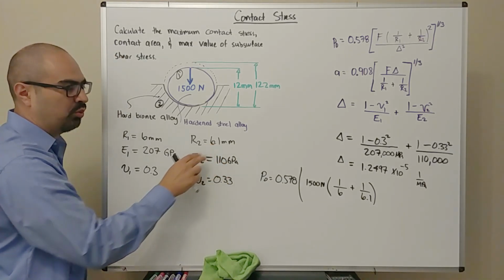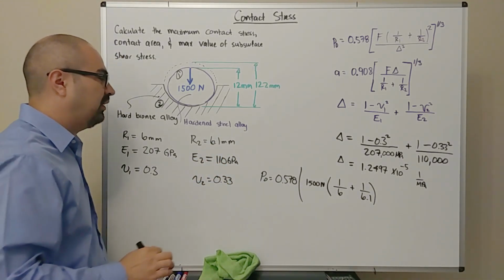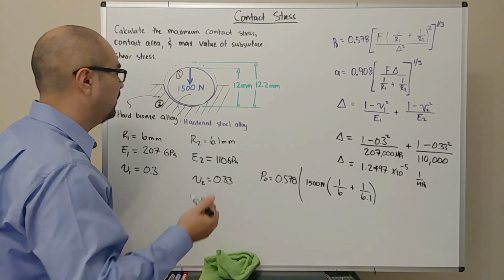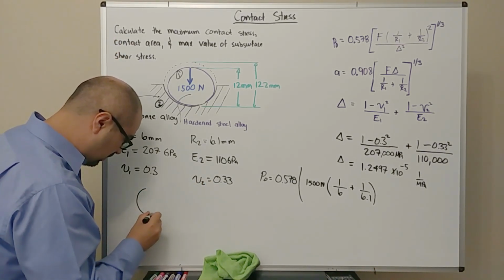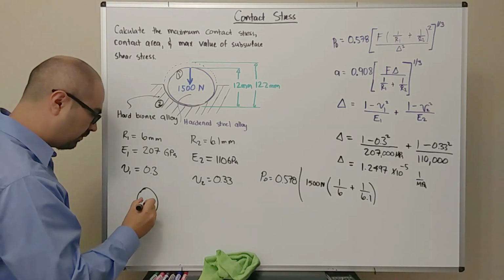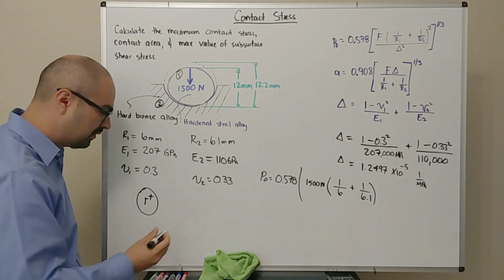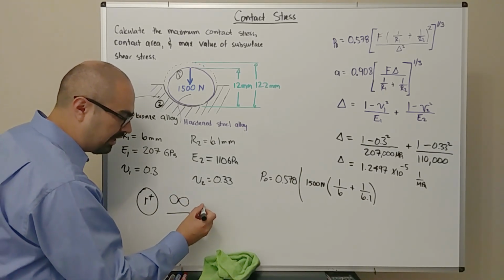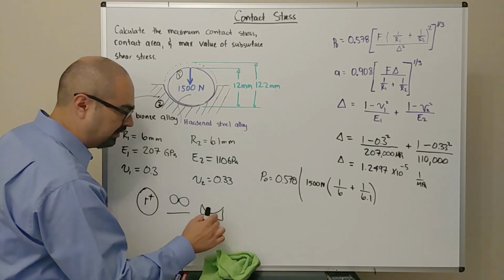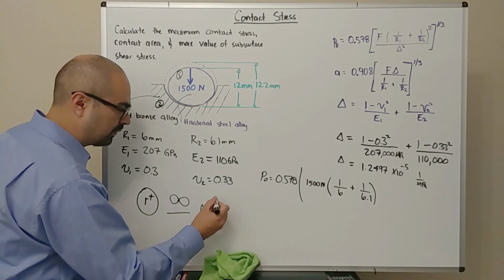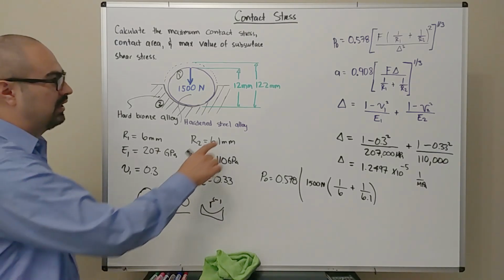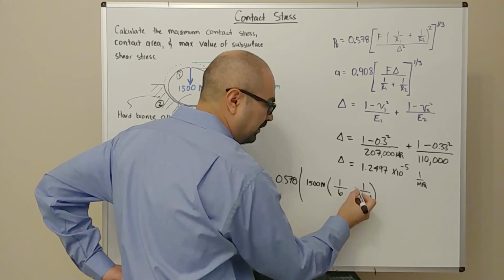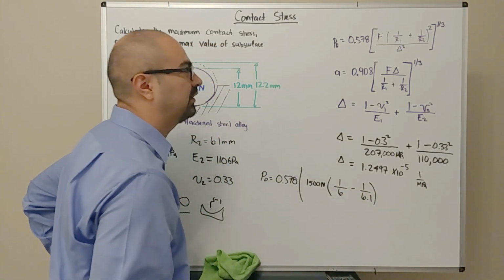Which was said was 6.1. However, well, the magnitude is 6.1. Remember that when we're dealing with contact stresses, if you have a sphere, this radius is going to be positive. If you have a plate, then we use infinite radius. And if you have a concave surface, like a socket, like in this case, then that radius has to be negative. So yes, it's 6.1, but it has to be negative. So we're not adding these two quantities together. At the end of the day, we're subtracting.